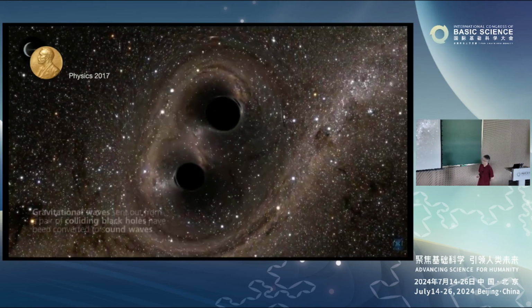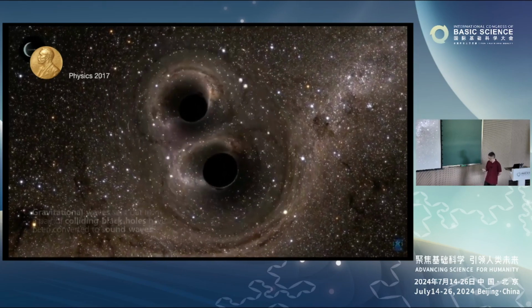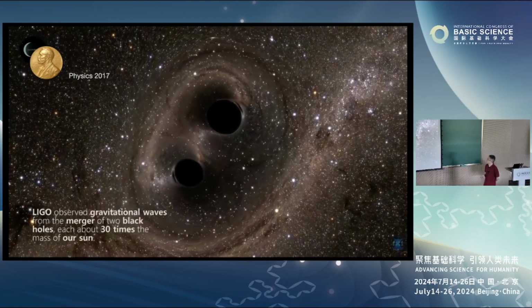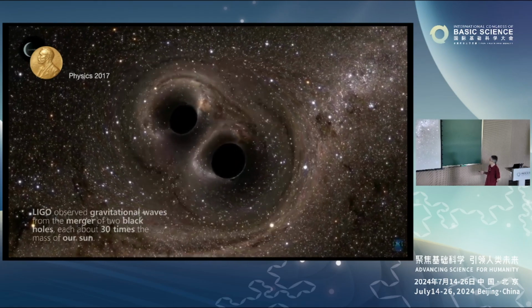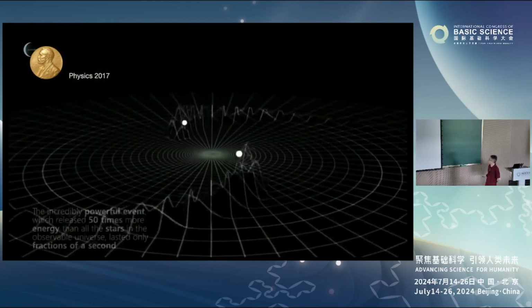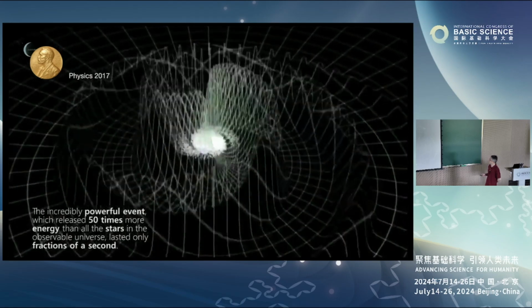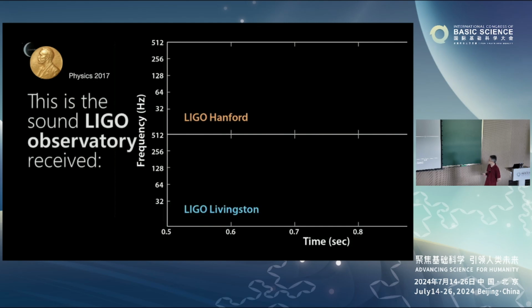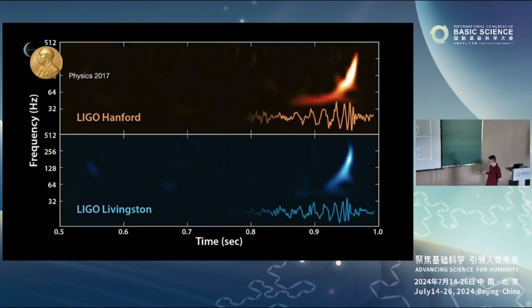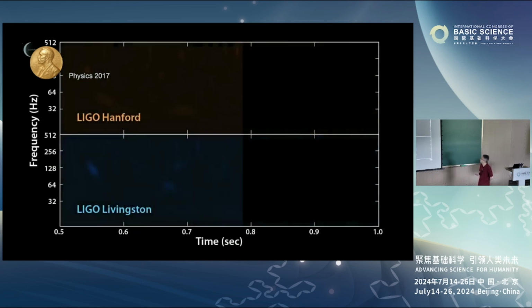Fortunately, 100 years after the prediction of general relativity, we directly observed the gravitational wave radiated from black hole binaries far away from Earth. And this gravitational wave carried a huge amount of energy from this binary system. Of course, this detection won the Nobel Prize in 2017.